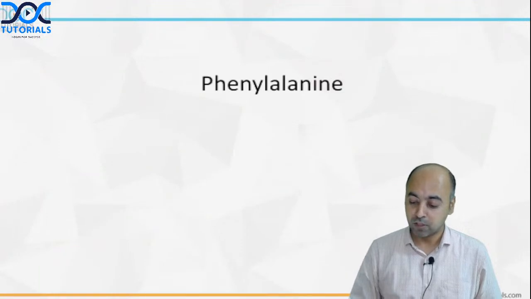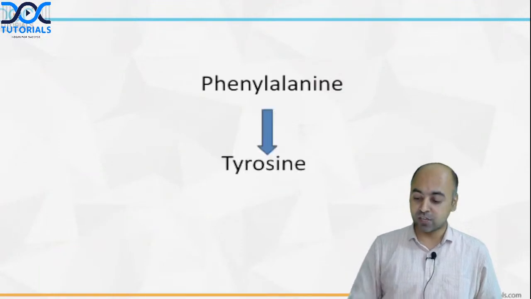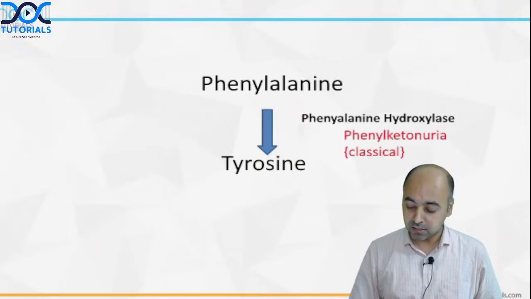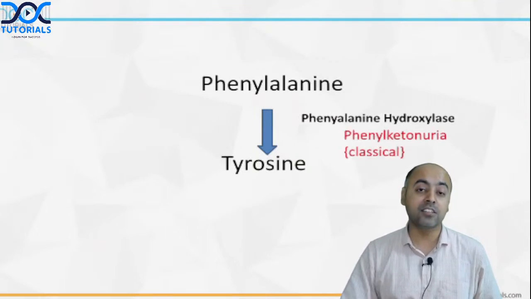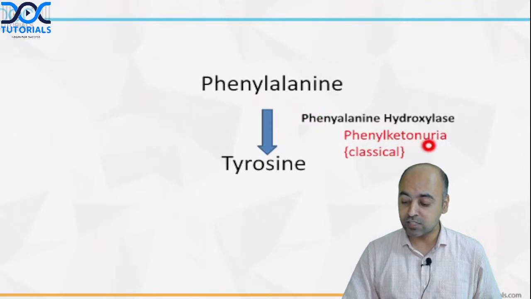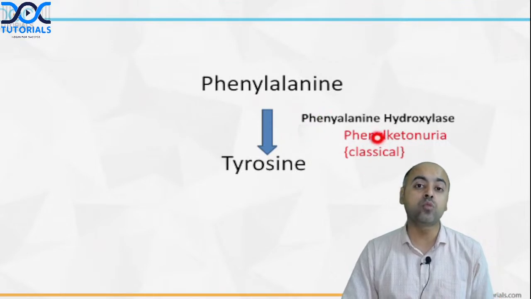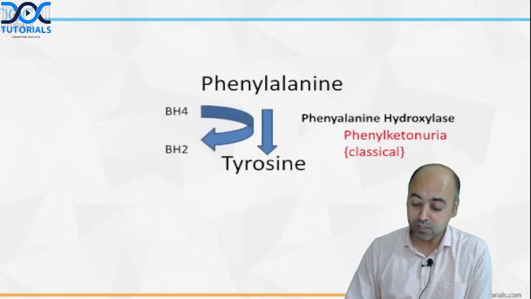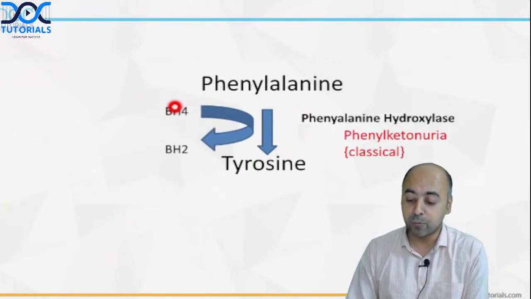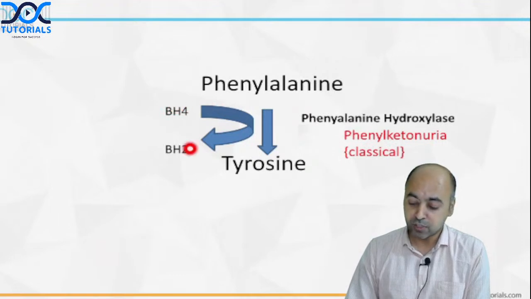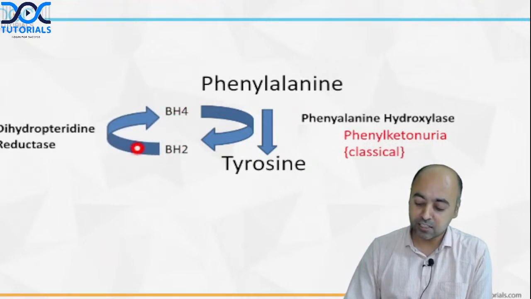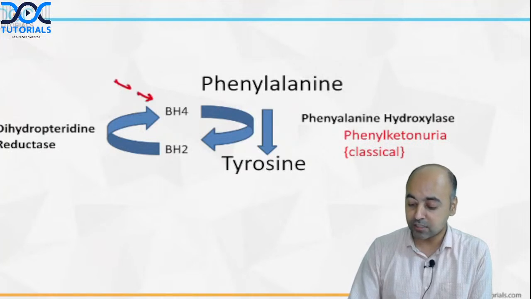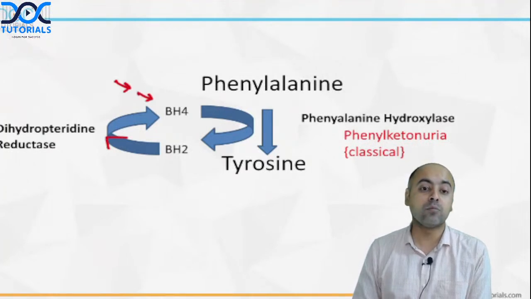Okay. So we start with phenylalanine, which is converted to tyrosine by the enzyme phenylalanine hydroxylase. The deficiency of the enzyme, when the enzyme is decreased, in that case we'll get the phenylketonuria. This particular reaction also requires a coenzyme. The coenzyme is the tetrahydrobiopterin, which gets converted to the dihydrobiopterin, and it is then recycled to give rise to the tetrahydrobiopterin. The tetrahydrobiopterin is synthesized within the body.